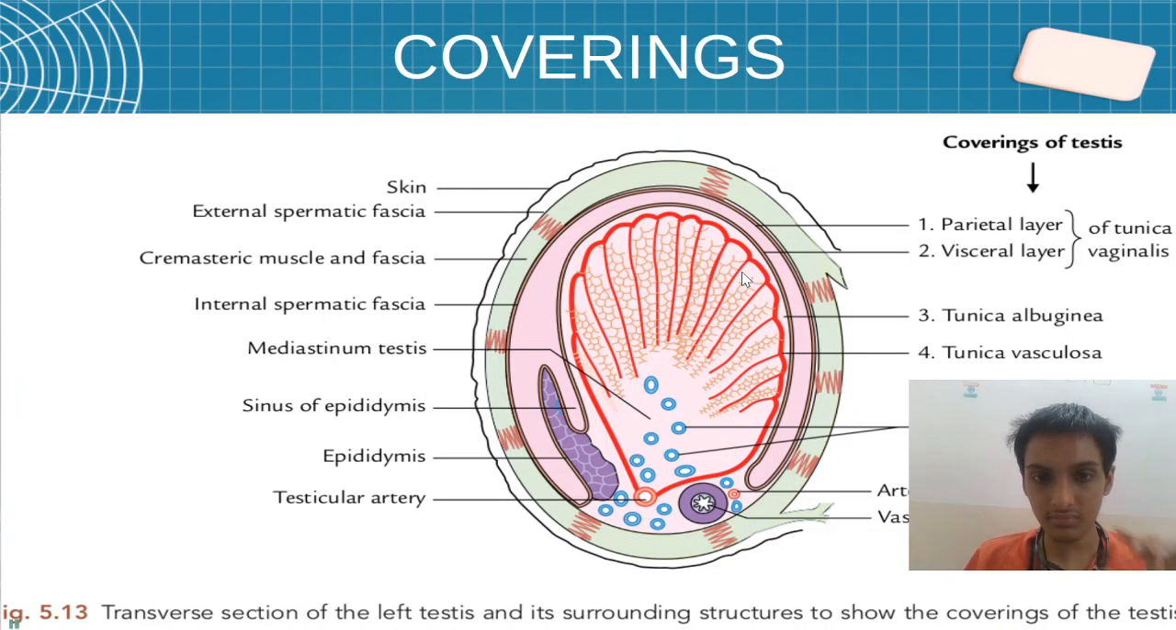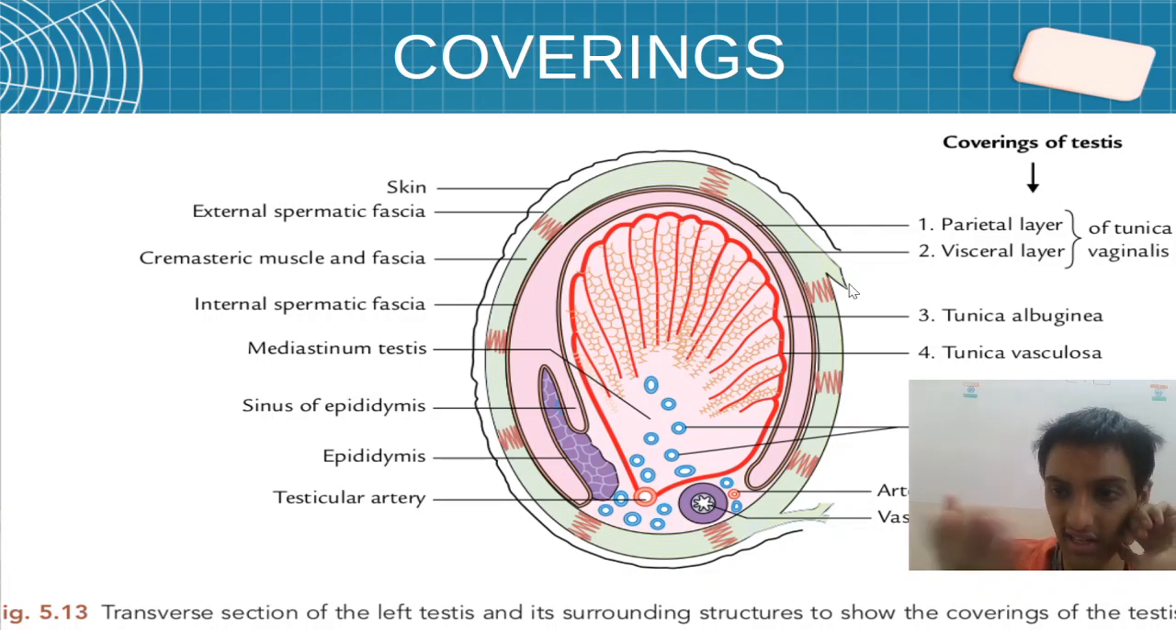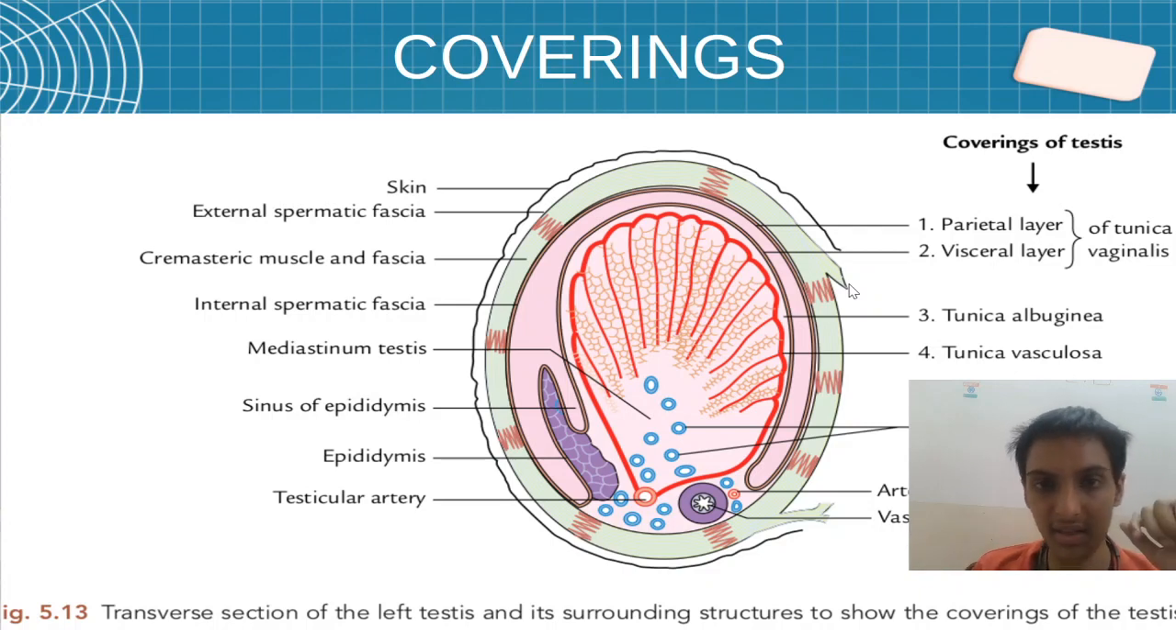Now what are the coverings of the testis? We can see, obviously, external is the skin and three fascia, external and internal spermatic, between that the cremasteric fascia and the muscle. And inside we are observing the testicular vessels, the arteries and veins, and the layers, three layers are there.